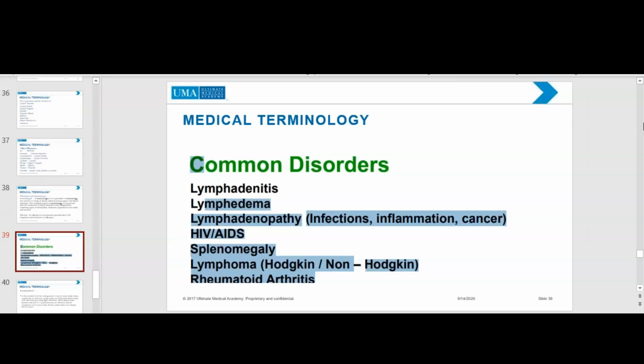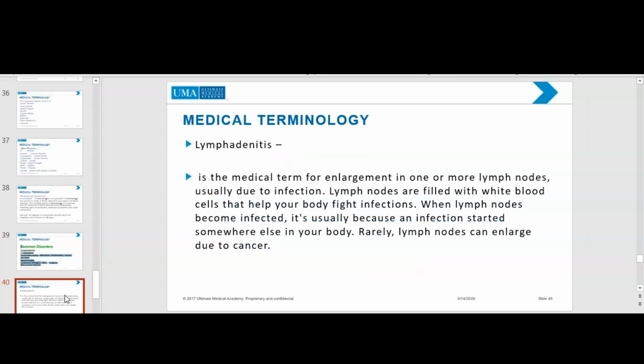Here's a list of some common diseases or disorders of the lymphatic system: lymphangitis, lymphedema, lymphadenopathy, infections, inflammation, or cancer, HIV/AIDS, splenomegaly, lymphoma, Hodgkin's or non-Hodgkin's, and rheumatoid arthritis. So let's talk a little bit about lymphangitis.